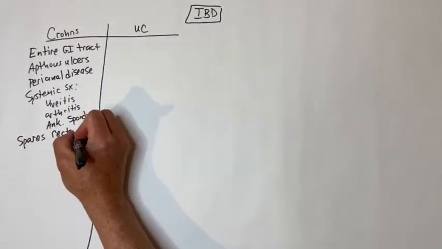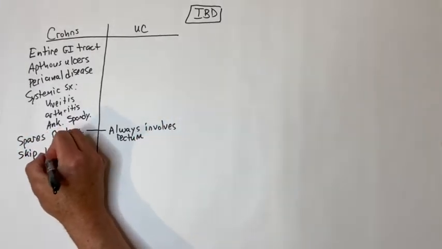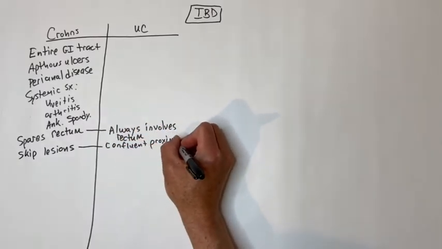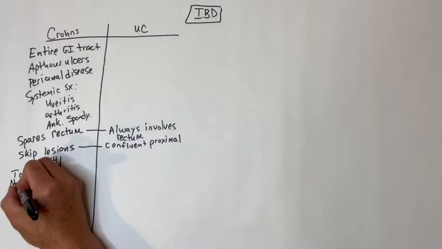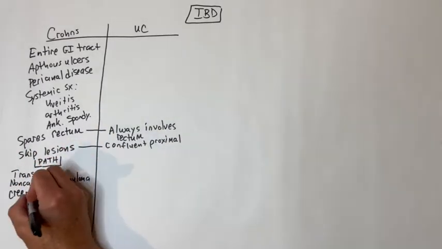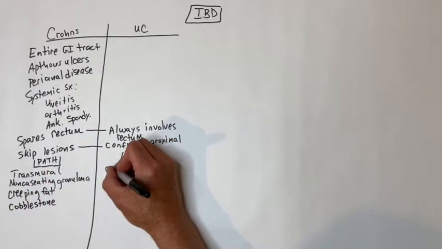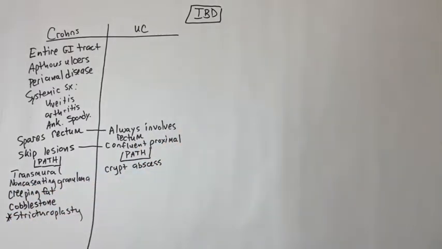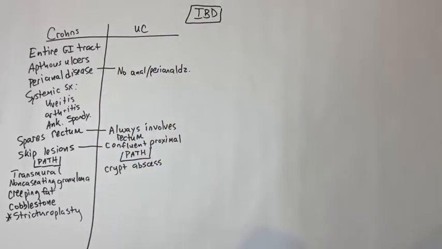Crohn's spares the rectum usually, as opposed to ulcerative colitis that usually involves the rectum. Crohn's can have skip lesions, but ulcerative colitis moves confluently from the rectum proximally without skip lesions. Crohn's has transmural inflammation, non-caseating granulomas, creeping fat, and cobblestoned mucosa. Ulcerative colitis has crypt abscesses. Crohn's strictures are treated with stricturoplasty when possible. Ulcerative colitis does not involve the anus and is more associated with bloody diarrhea.